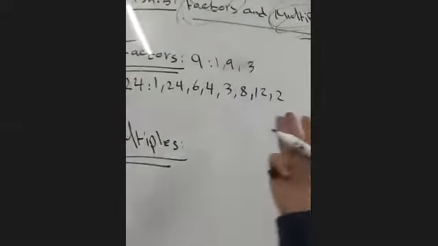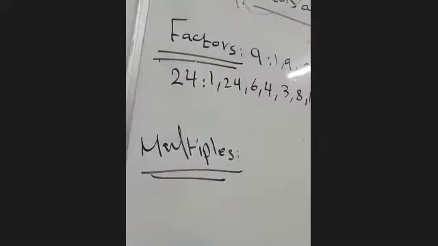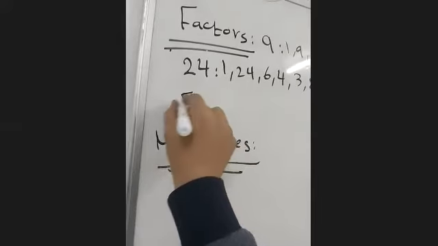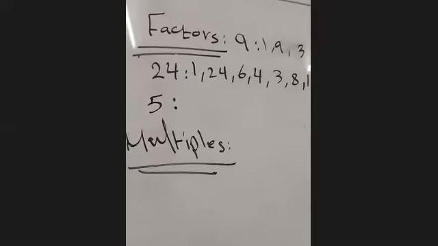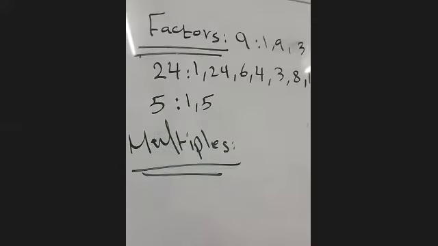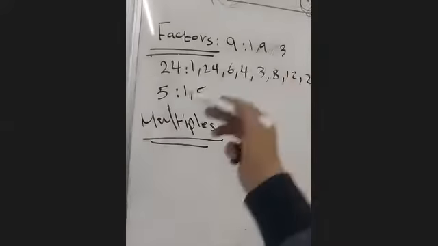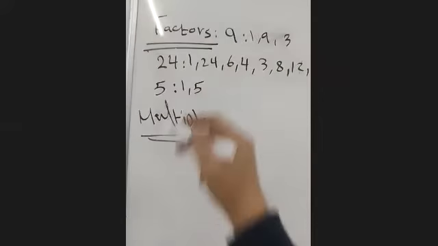What do we call these numbers? We call them factors of 24. For example, the number 5. What are the numbers that, if you multiply them, you get 5? We have only 1 and 5. So we call these numbers factors.